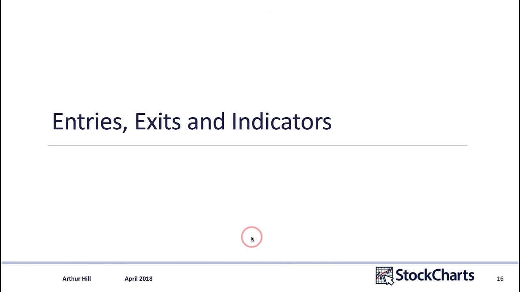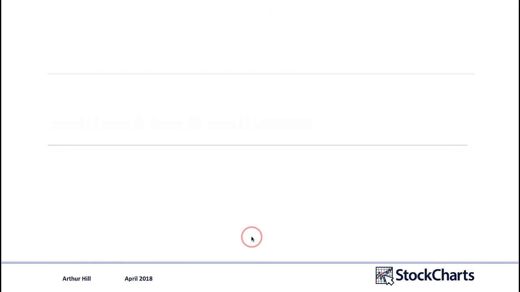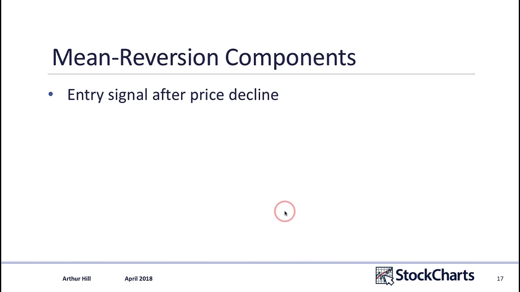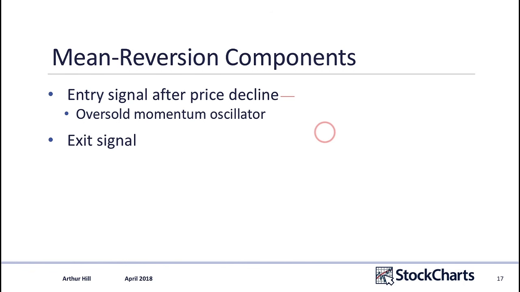Now we're going to look at some entries, some exits, and some indicators. Basically, these are the components of a mean reversion system. The first thing, of course, that you need is an entry signal after a price decline. That can be with a percentage decline or an ATR multiple decline, or you can use a momentum oscillator to look for some sort of oversold reading. That can be with RSI moving below 30, or the stochastic oscillator moving below 20, or the commodity channel index moving below minus 100.